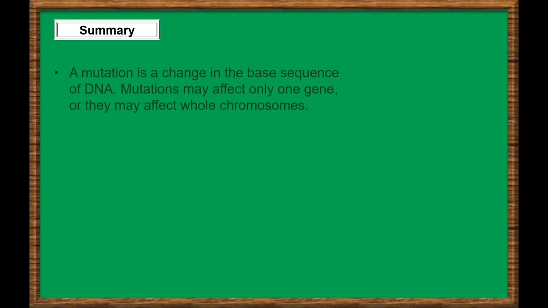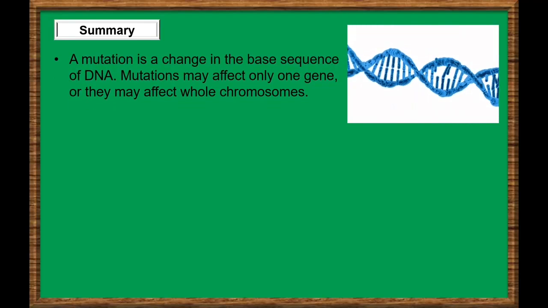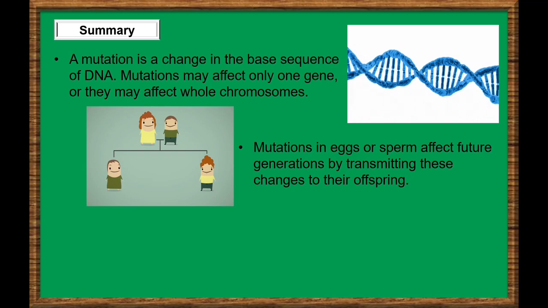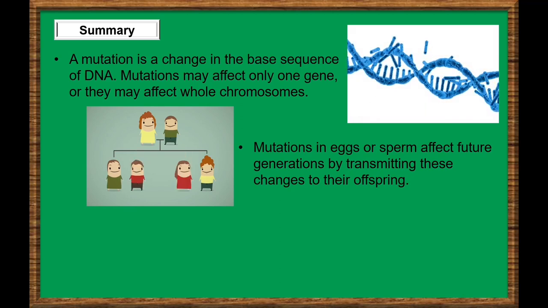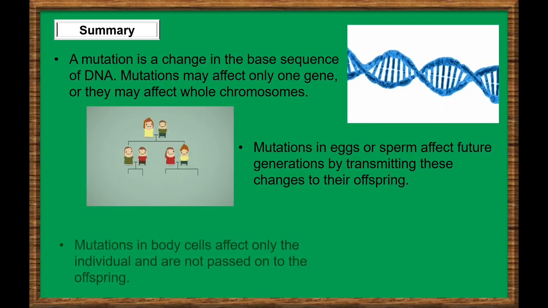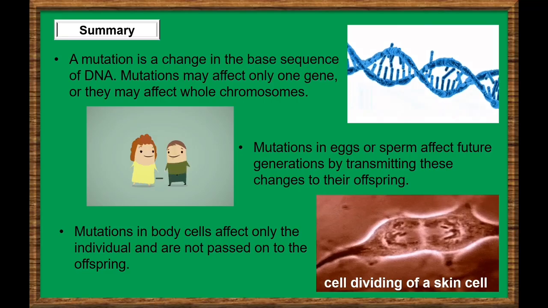To summarize what you have learned, a mutation is a change in the base sequence of DNA. Mutations may affect only one gene, or they may affect whole chromosomes. Mutations in eggs or sperm affect future generations by transmitting these changes to their offspring. Mutations in body cells affect only the individual and are not passed on to the offspring.